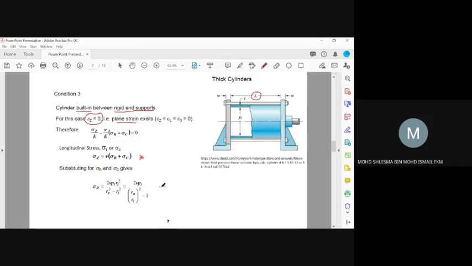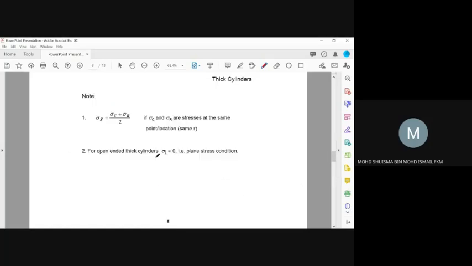Now this equation is for the other method. Okay, now sigma Z is equal to sigma C plus sigma R over 2, if sigma C and sigma R are stresses at the same point. Okay, it can be sigma 3. So for open-ended, remember sigma L is 0. For closed ends, it is equal to Lame's constant A.